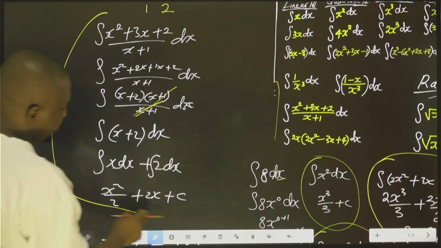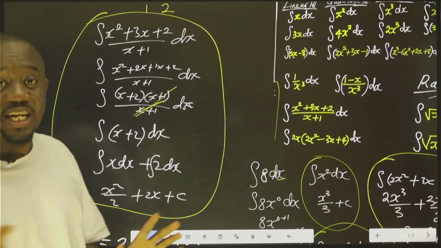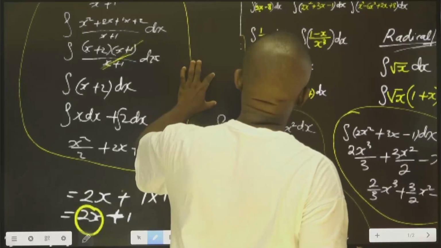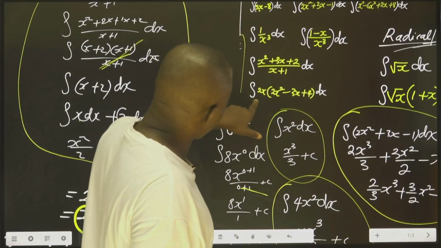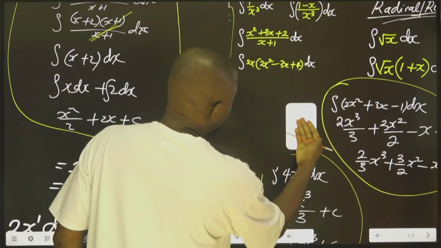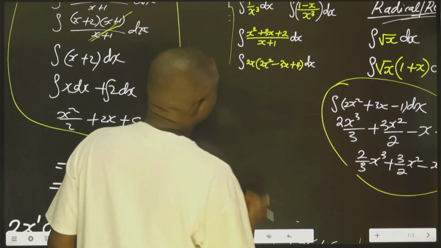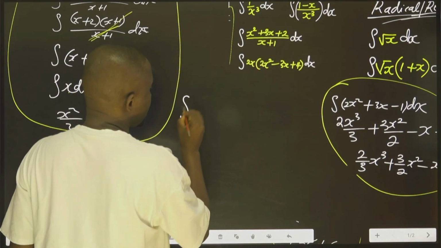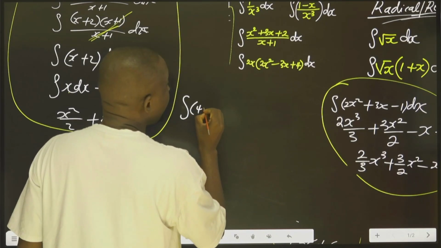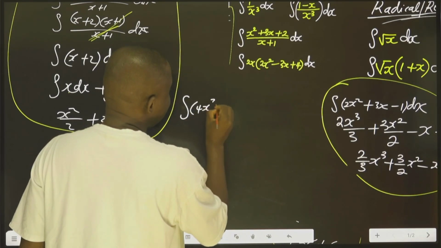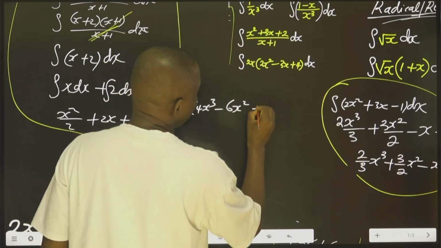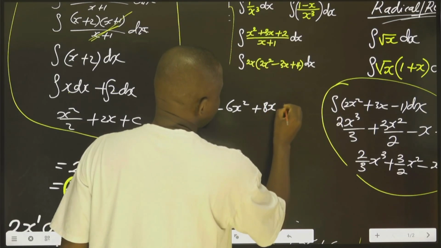Check it very well. Straightforward. Very easy. Not difficult. See, integration is simple. Very simple. Now, I want us to work on this last one here. I am going to simply wipe here. Let's create a space. We have to expand this. 2 times 2 is 4. S raised to the power 3 minus 6s raised to the power 2 plus 8s dx.